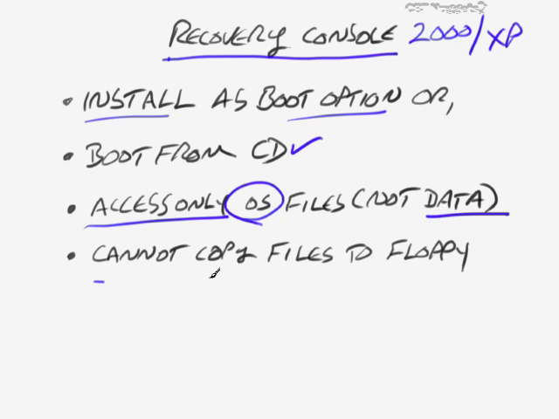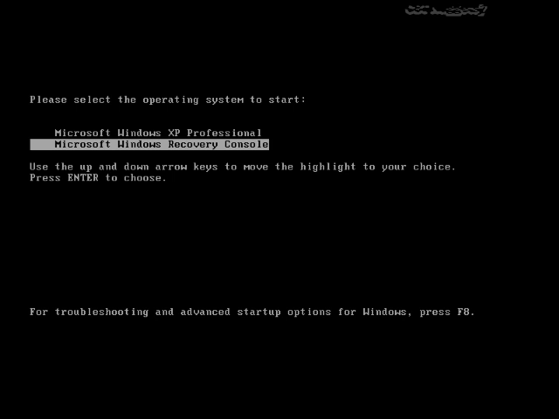Also, you cannot copy files to a floppy. And this, again, is another security issue. In fact, even the operating system files and other files which are not necessarily security sensitive, you still can't copy even those to a floppy disk. But the operating system files that might be corrupt or need to be replaced, those can be accessed through the recovery console. And you can see here that I have indeed installed the Windows Recovery Console so that it's available as one of the boot INI file options.